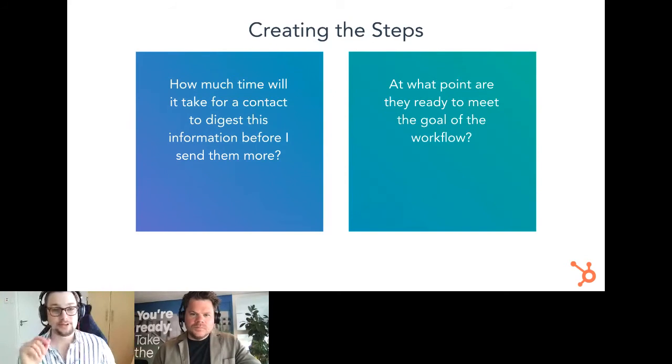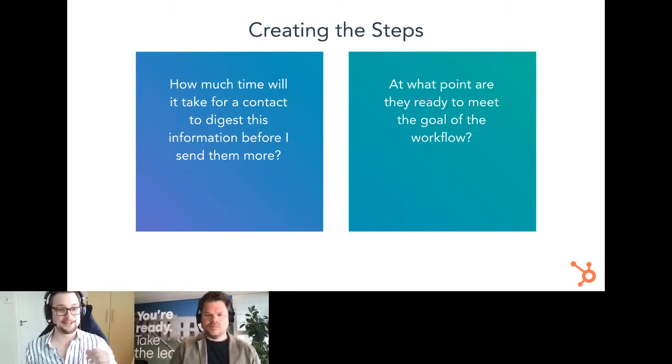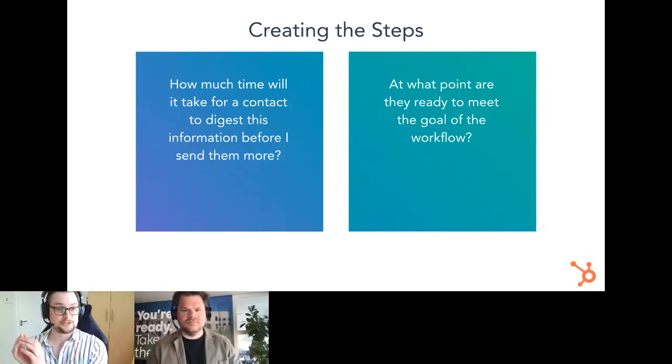Here are some things to consider when you're building out your automation. How much time will it take for a contact to digest this information before I send them more? I've recently had a client that sent someone a 70-page booklet and then sent them another 20-page booklet 3 days after, and they were very surprised that no one else was opening the second email. Well, I'm not, because I don't know about you, but 70 pages takes me a while to read. So what am I sending them? How long should I wait before I send them something else?